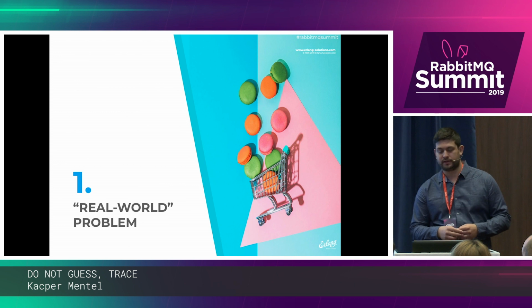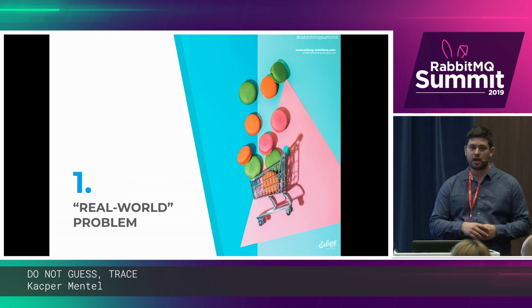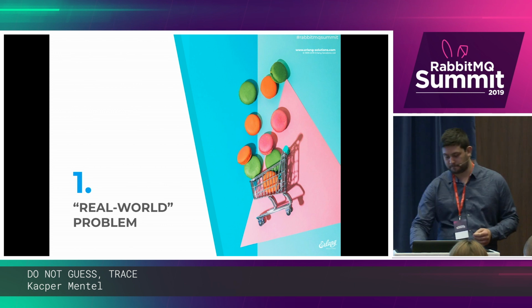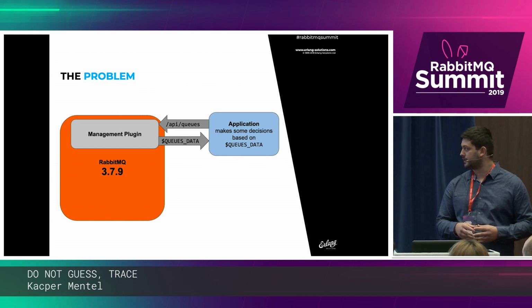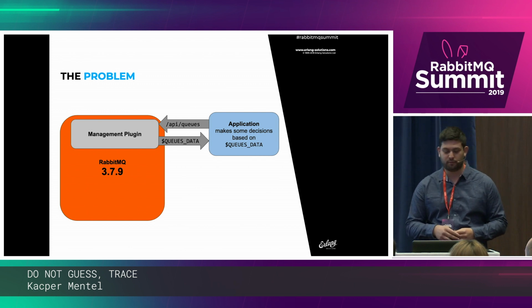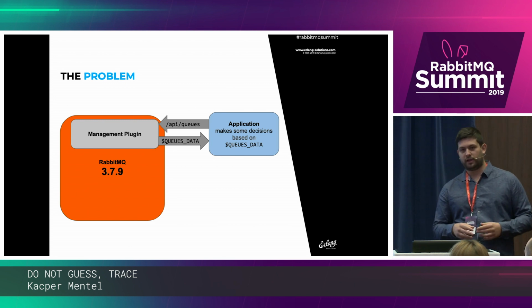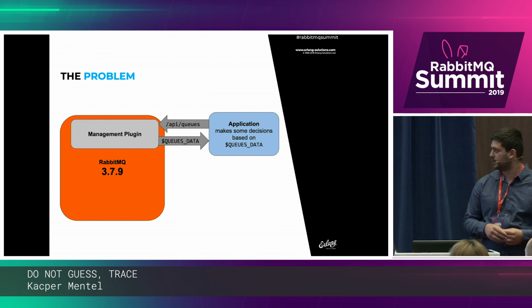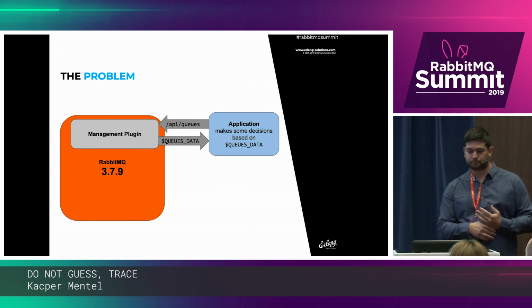So when working as a RabbitMQ consultant, I saw different RabbitMQ installations with their different problems. And the problem I'm going to focus on today in this presentation is one of these. One of our customers had a system that RabbitMQ was the core of. As a side note, the version of RabbitMQ used in that system was 3.7.9. And in that system, among the applications that interact with RabbitMQ, was an application that made some processing decisions based on queues data, like the number of ready messages in each queue.